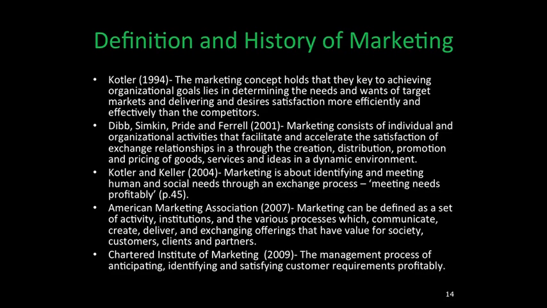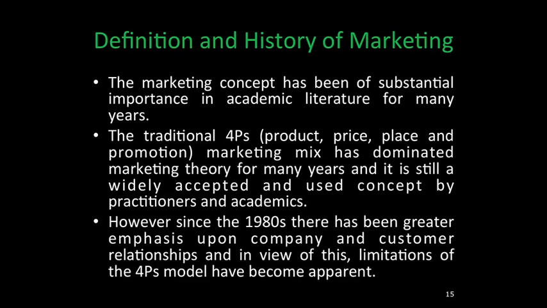In 2007, the American Marketing Association suggests that marketing is defined as a set of activities, institutions and processes which communicate, create, deliver and exchange offerings that have value for society, customers, clients and partners. And finally, the Institute of Marketing in 2009 said that it is the management process of anticipating, identifying and satisfying customer requirements profitably. So these are the definitions, showing the variation in definitions, how they've evolved, how marketing has developed.